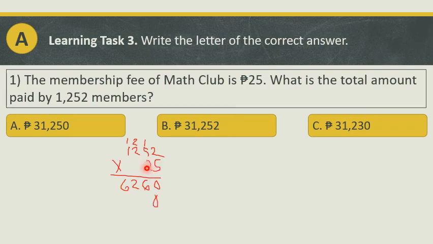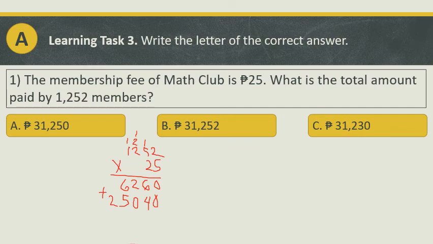So, dito na tayo sa 2 ha. 2 times 2, 2 times 5, 2 times 2, 2 times 1. So, 2 times 2 is 4. 2 times 5 is 10. So, carry 1. 2 times 2 is 4 plus 1 is 5. And 2 times 1 is 2.